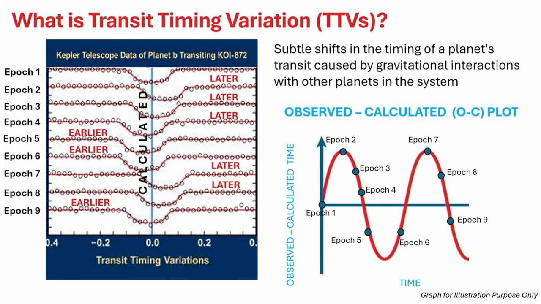So what happens if we plot these transits? Each time there's a transit, we see the exact timing, the mid-transit timing of the transit. And we do this for, let's say, 9 different transits. Then you will see different shifts in the mid-transit timing. And these timings are called transit timing variations. You can see a little plot about that on the right.